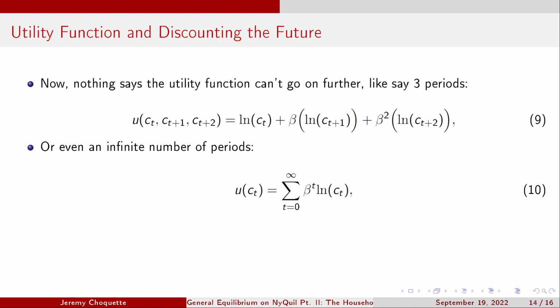I could do this over an infinite number of periods if I wanted to, and this is what I would get. I would get u of c equals the sum from t equals 0 to infinity of beta to the power of t times the natural log of CT. And if you were to write that out, the first 3 terms that you would get would be equal to this right here. Now, you would have an infinite number of terms after that, but the first 3 terms of this series that you would get would be these guys right here.